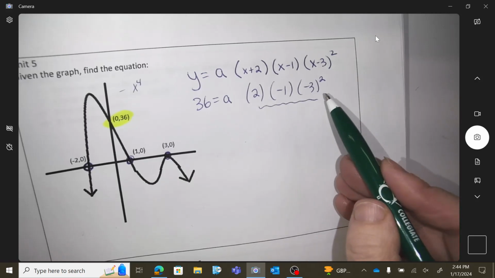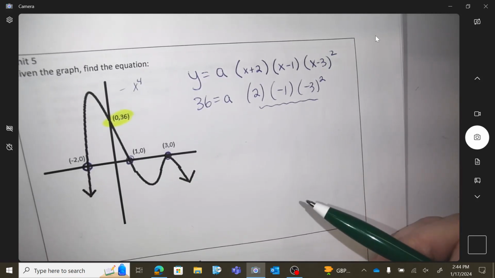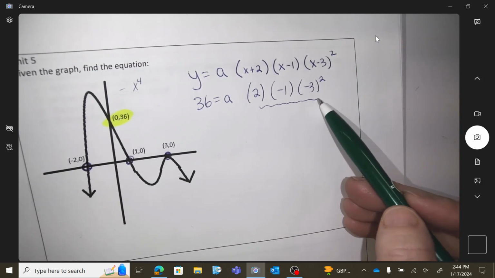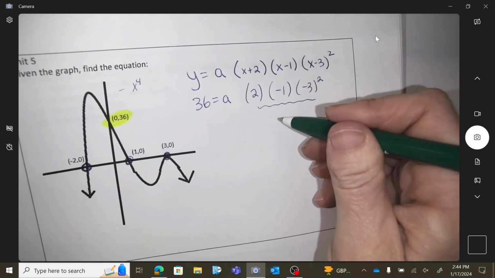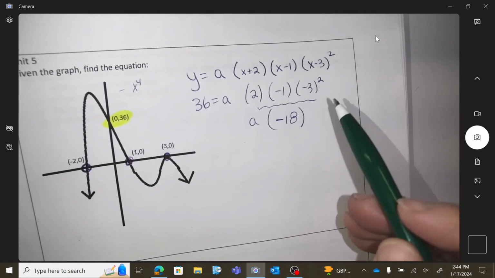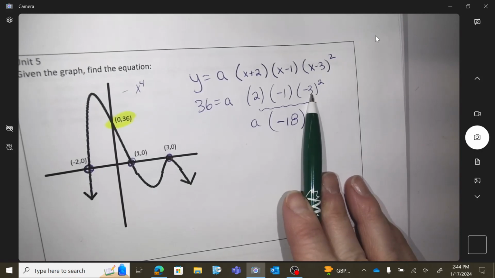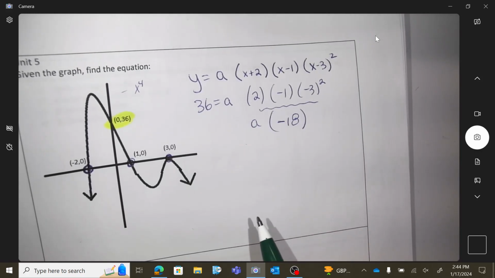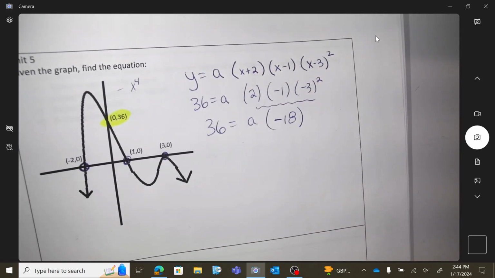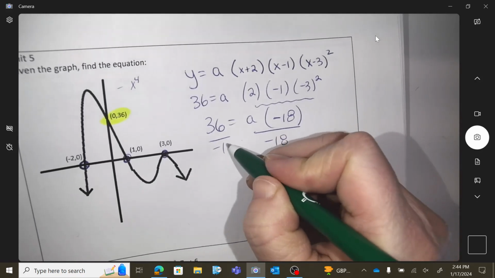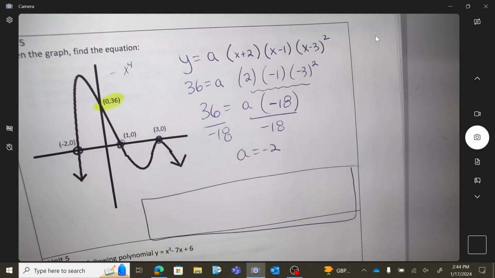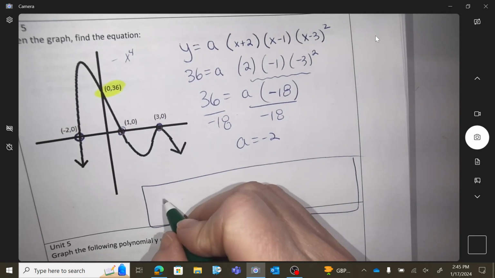And I need you to multiply that entire thing on that side. This is without your calculator too. Did you get negative 18? That's positive 9 times negative 2. Okay, so now you have to write a final equation.